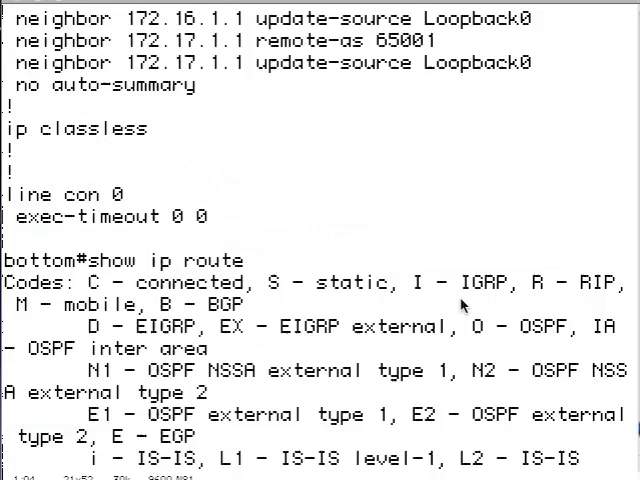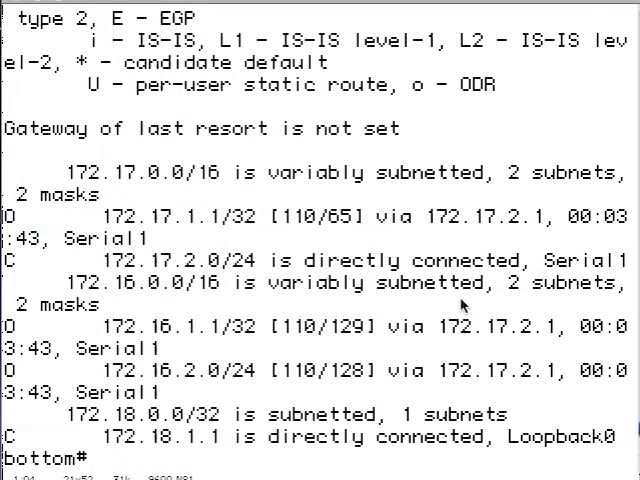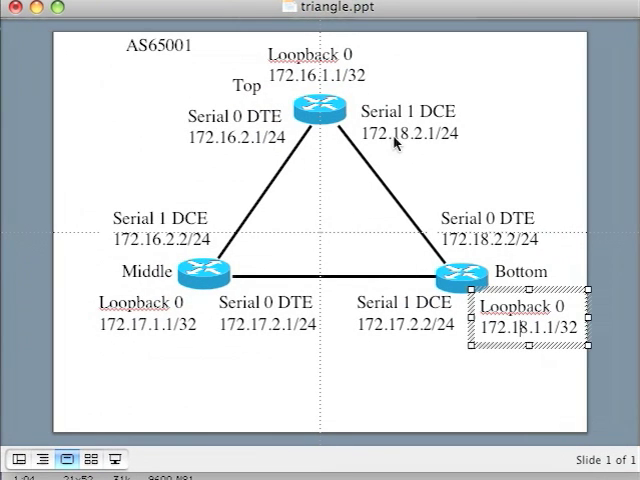Show IP route. One last comment. There are no BGP routes in my route table, and the reason is because I only have one autonomous system here. The purpose of BGP is to route between autonomous systems. Within the autonomous system, you have to run a different routing protocol, an interior gateway protocol, such as OSPF or IS-IS or RIP or IGRP or EIGRP. Those are routing protocols designed to run within an autonomous system. And BGP actually needs it to work inside an autonomous system.